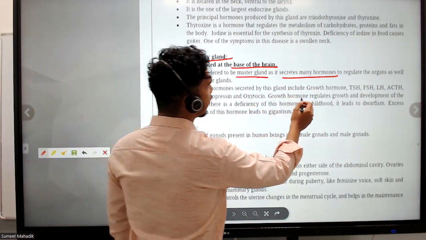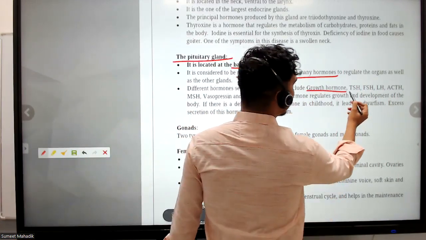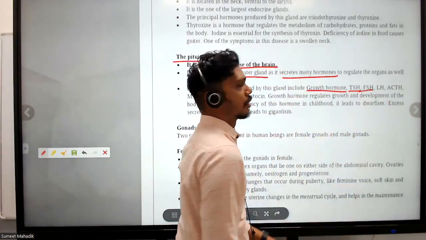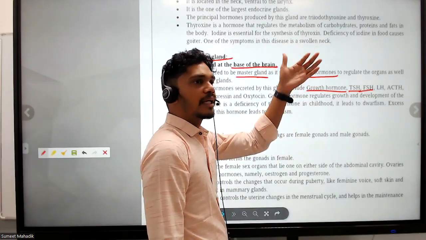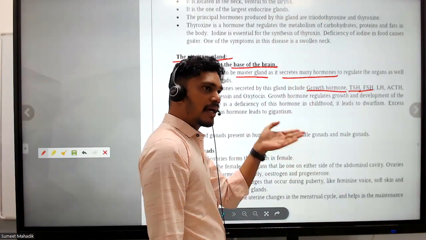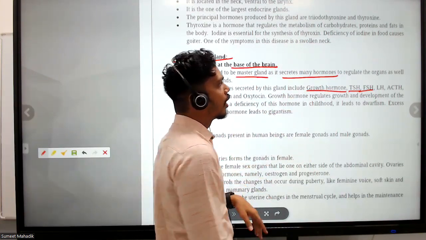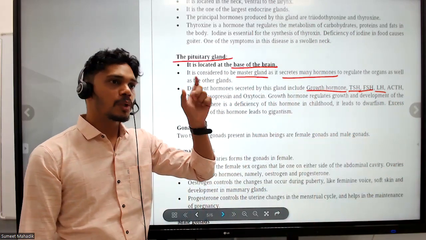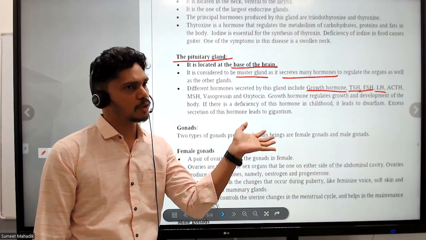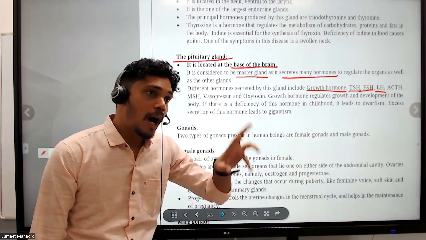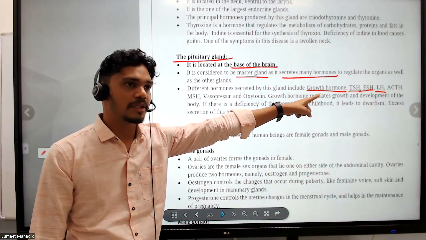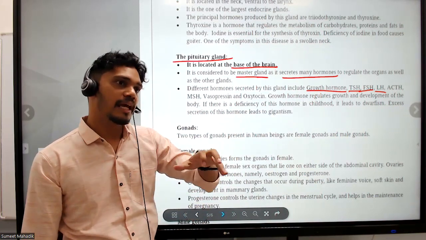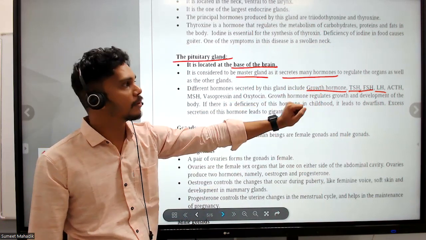Different hormones secreted by this gland include growth hormone, TSH, thyroid stimulating hormone, and FSH, follicle stimulating hormone, in the case of ovaries in a female and testis in a male. Then LH, luteinizing hormone. In menstruation, an unfertilized egg has to be removed. But how is the signal given that the egg is not fertilized, so let's regenerate the egg? Luteinizing hormone is responsible for that.